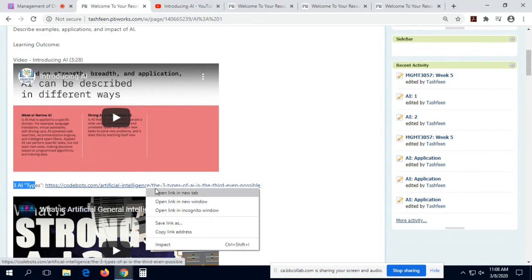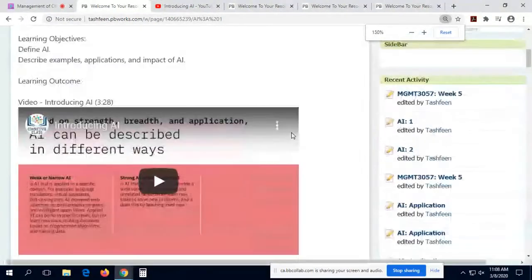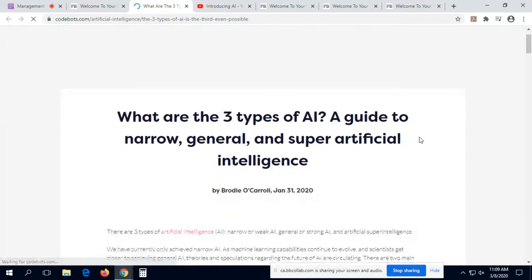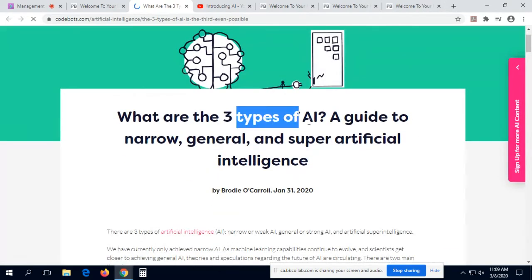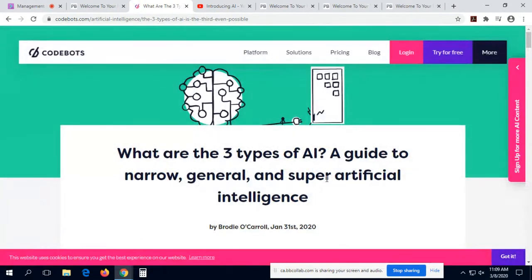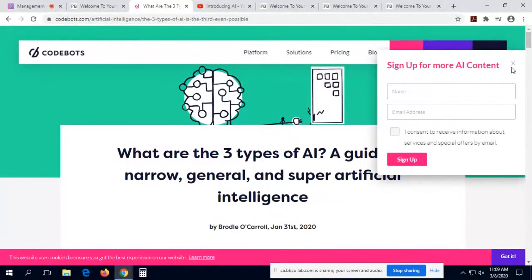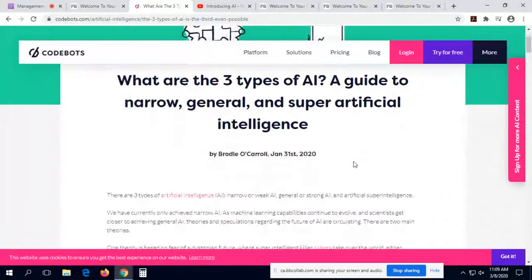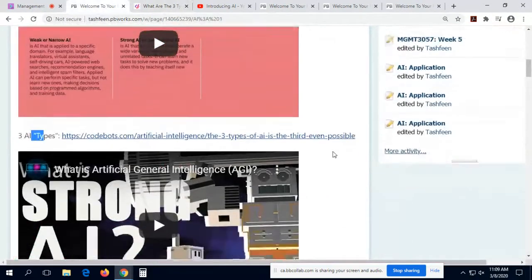3 AI types. This is an article which I really liked. When you click on this, it is going to open. Something very basic, but this is how we should start. What are the 3 types? Narrow, general, super. What are the things which have already been done? Read on those, try to develop some understanding, and play with this article. Very nice, easy to understand language is being used.